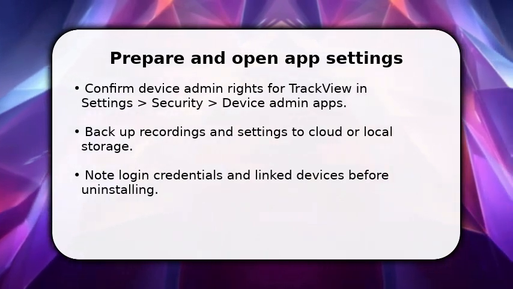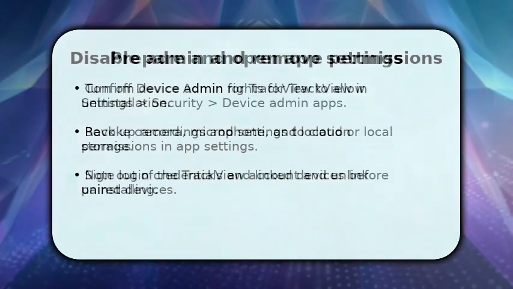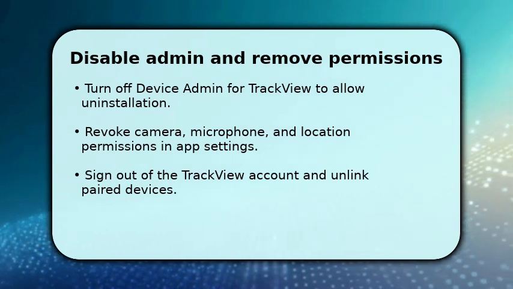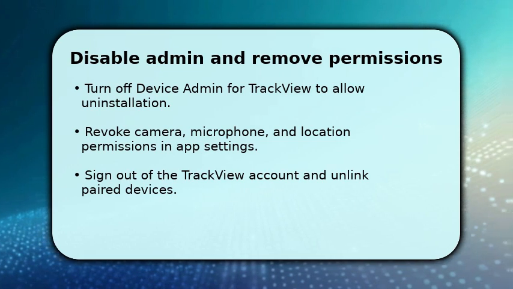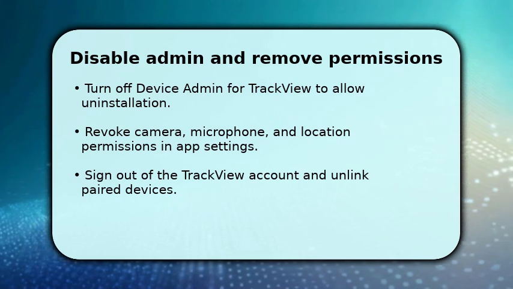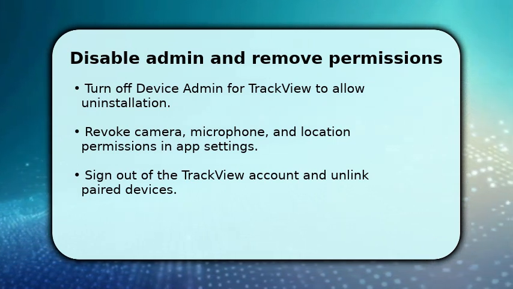Now you'll revoke the app's elevated control and detach it from your account. Go to Device Admin Apps and toggle TrackView off. Android won't let you uninstall otherwise. Then open App Permissions and revoke camera, microphone, location, and storage to stop background access.